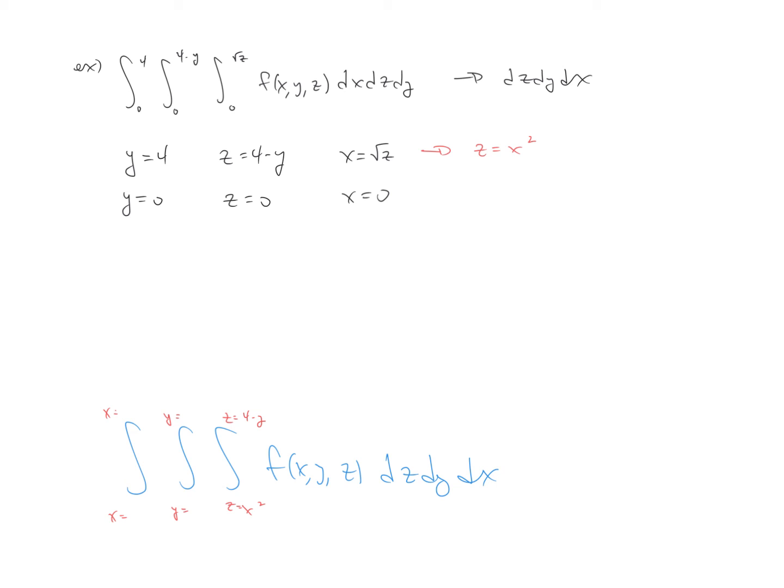Now, in terms of the y, we need to be a little bit careful. We know that a few things are in play here. We know that y equals 4. We know that y equals 0. We also know that z equals 4 minus y. And that's going to be important because remember, once you get this first one done, now you're looking to visualize the region in R2.